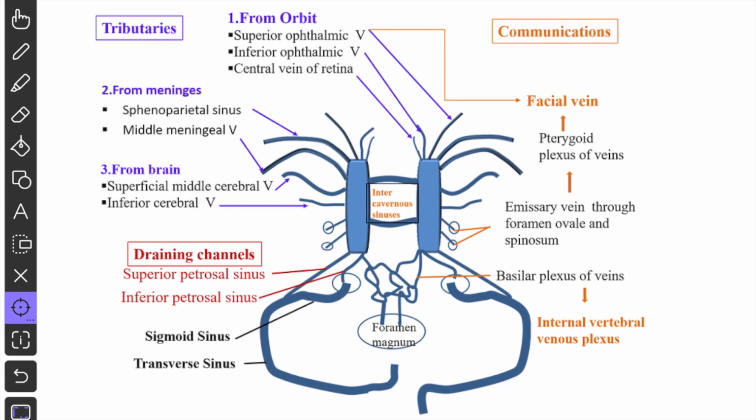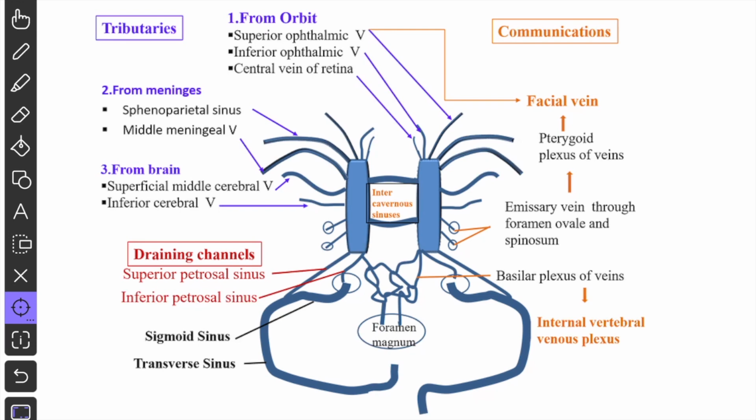It communicates with the transverse sinus. So this is the transverse sinus. It communicates with the transverse sinus through the superior petrosal sinus. Then it communicates with the internal jugular vein through the inferior petrosal sinus and also the veins around the internal carotid artery. Then it communicates with the pterygoid venous plexus through the emissary veins that pass through the foramen ovale, foramen spinosum, foramen Vesalii and the foramen lacerum.